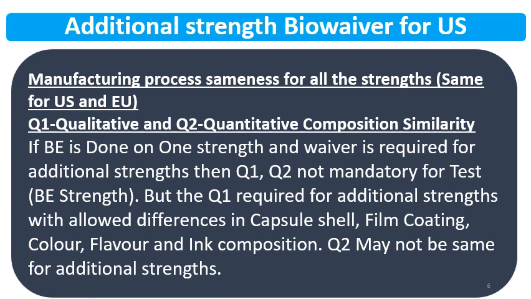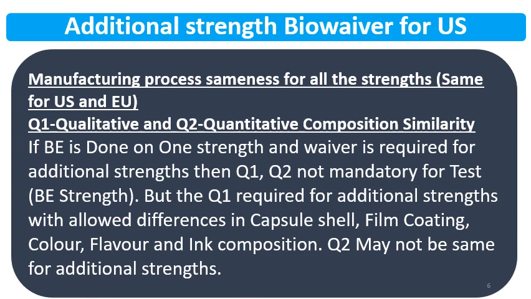See, the Q1 required for additional strength has allowed differences like in capsule shell, film coating, color, flavor and ink composition. Q2 may not be same for the additional strengths. Now here you see the qualitative composition allowed differences are also given. Like capsule shell you can use of different size, but you should avoid changing the capsule shell composition. Like for higher strength the applicant is using gelatin shell, and for lower strength the applicant is using HPMC shell. That should be avoided and it will not be approved.